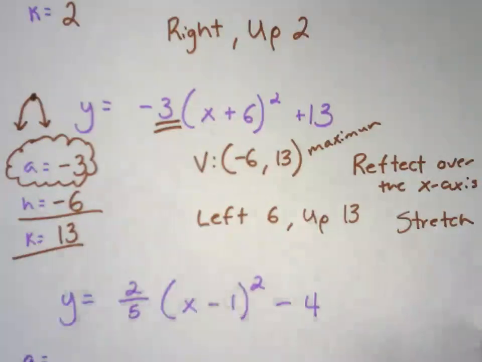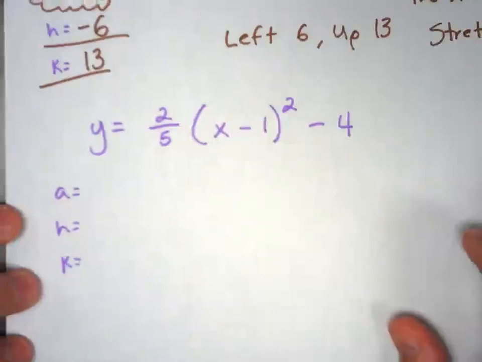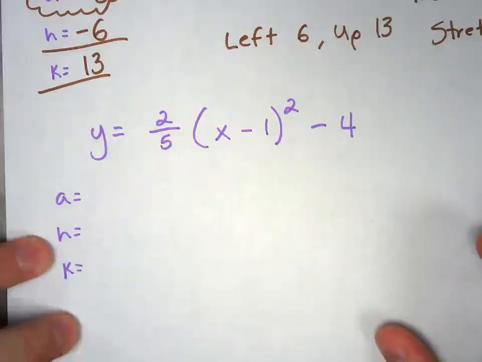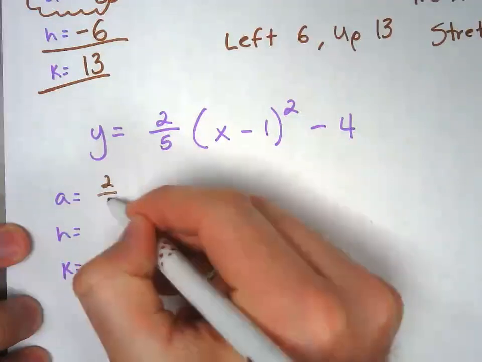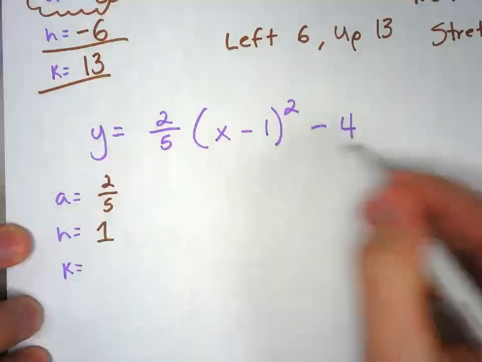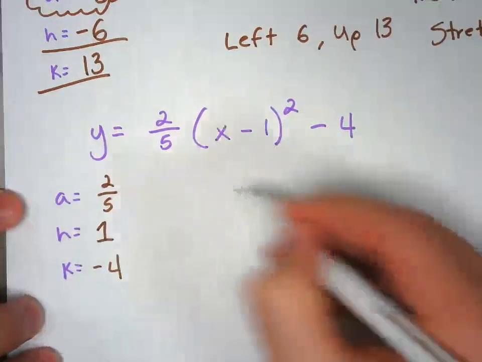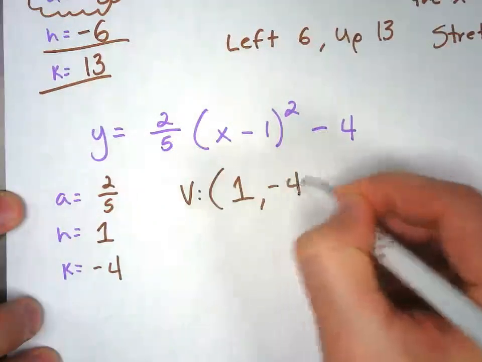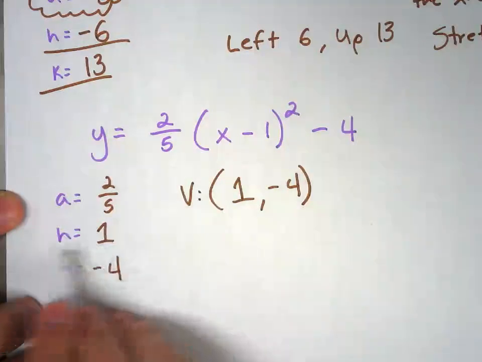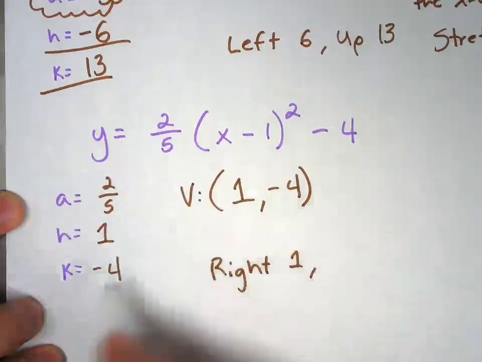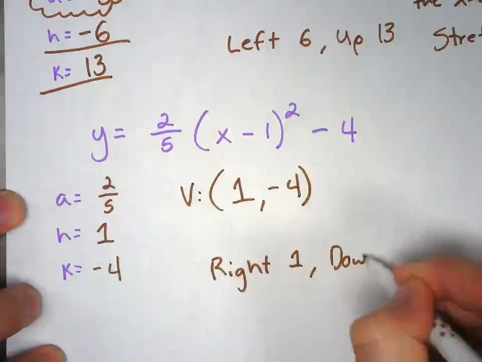All right, last but not least, let's look at the third problem here. So our A, just trying to zoom in, get it nice. There we go. Our A here is 2 over 5. Our H is the opposite of that, so it would be a positive 1. And our K is just negative 4. So our vertex is just our H and our K, so it would be 1, negative 4. That's our vertex. The 1, the H, is going to go right 1, and the 4 is going to go down 4 because it's negative.